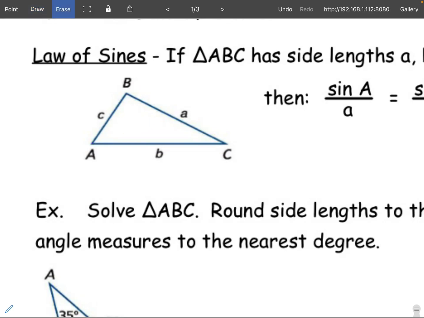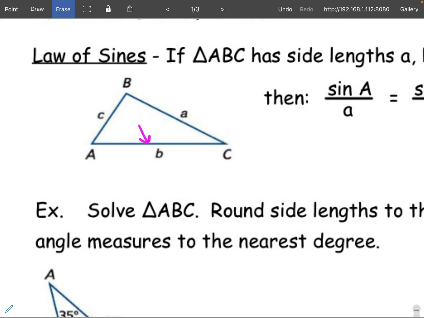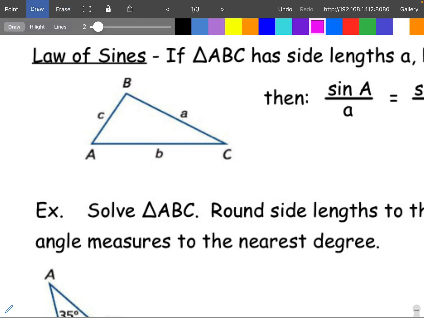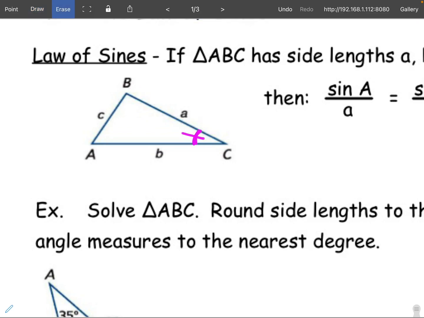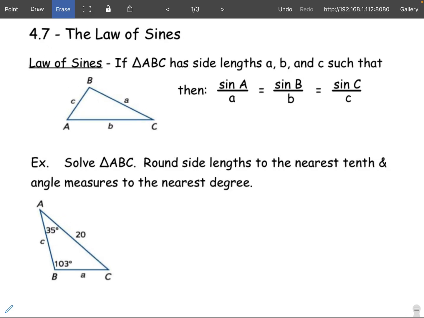Then I also see for my B's, I have angle B right here, and then across the triangle is side B, or little b. And then the same thing with our C's. So angle C is here, and side C is directly across the triangle from that. Okay, so now that we know how to set up our triangles, if they're not already drawn for us, we can go ahead and take a look at our law of sines and how that's going to work.